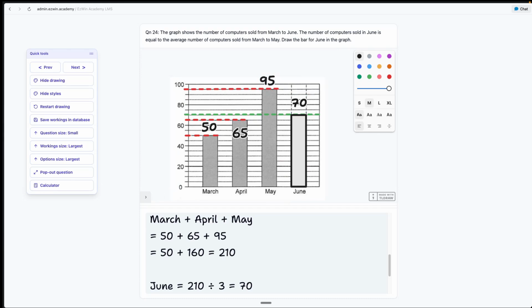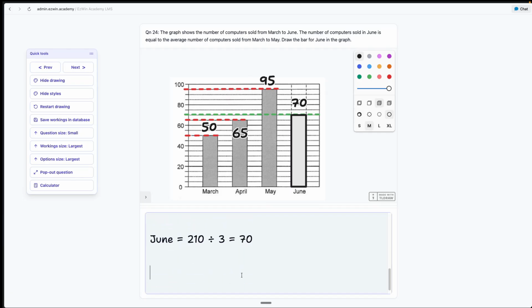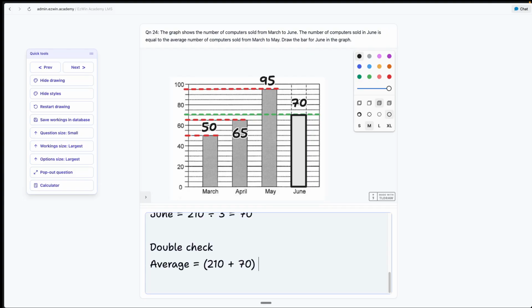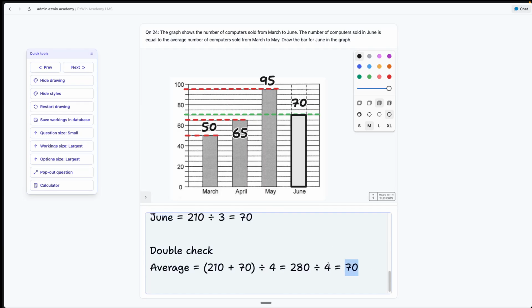Okay, so now we just need to double confirm. Right, so we need to get the average. So this is to double check. Always double check. So that means we have 210. So average is equal to 210 plus 70, okay, total. Right, and then we divide it by 4. So that means 280 divided by 4, which is 70, which is correct. There you go. So this is correct over here.